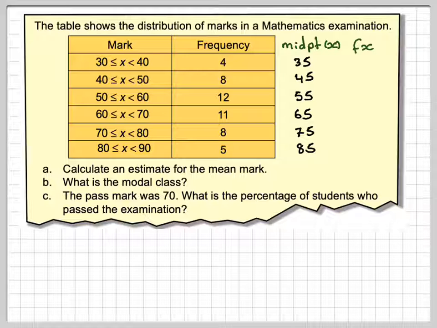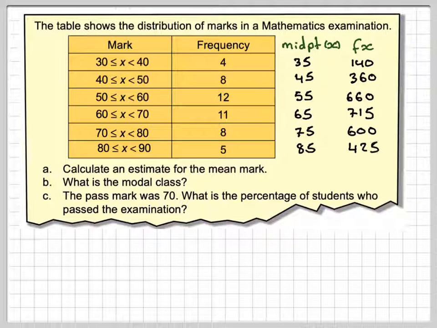This is called fx. So 4 times 35 is 140. 8 times 45 is 360. 12 times 55 is 660. 11 times 65 is 715. 6 times 75 is 600. 5 times 85 is 425. Now what you do is you add up these. These come to 48, and you add up these, which come to 2,900.